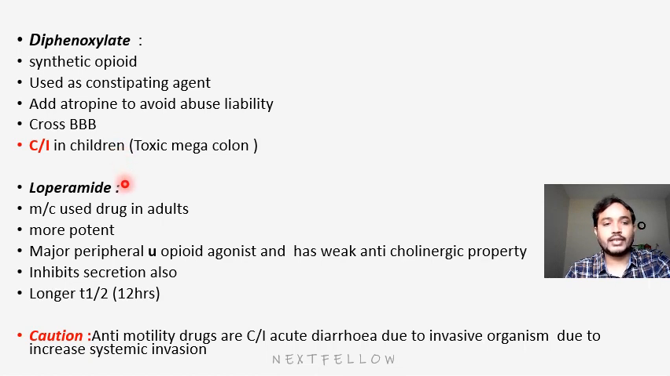Next drug will be loperamide. It is the most commonly used drug. For diarrhea, we will prescribe loperamide, the most commonly used drug in adults. It is a more potent, major peripheral mu opioid agonist, and has weak anticholinergic property. It will inhibit secretions also. It has a longer half-life, that means 12 hours.